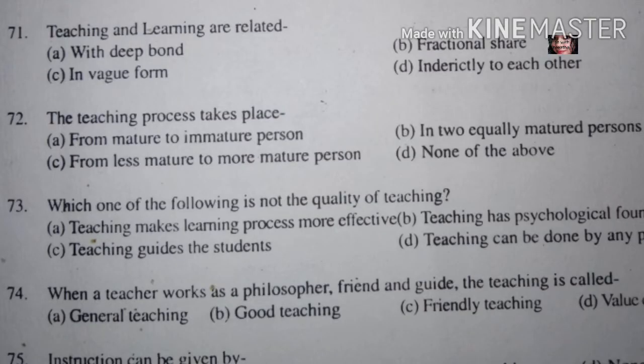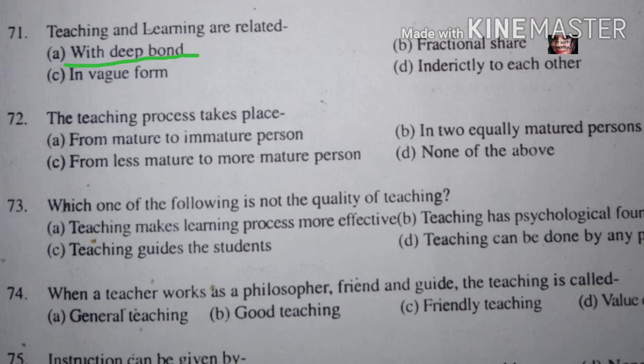Next, question 71. Teaching and learning are related: options are with deep bond, option B fractional share, option C in fake form, option D indirectly to each other, and the correct option is A, with deep bond.